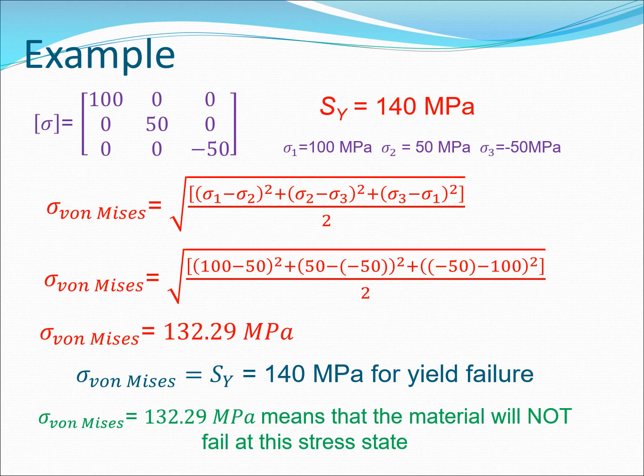I have created this example to show you that in this particular case, while Tresca theory shows that the material will fail, von Mises theory shows that the material will not fail. So whether a material fails or not also depends on the failure criteria you are using for that particular problem.